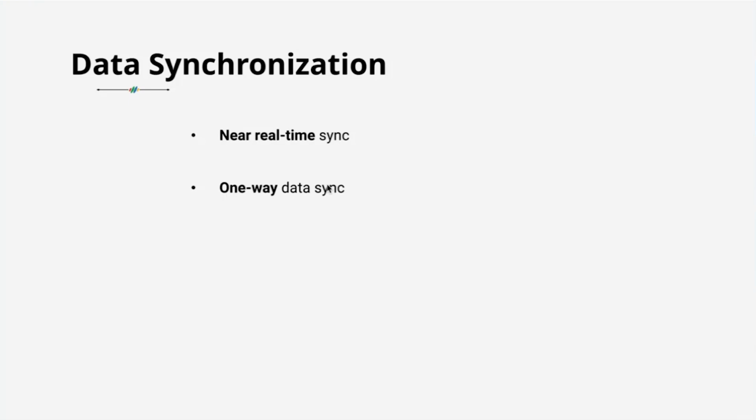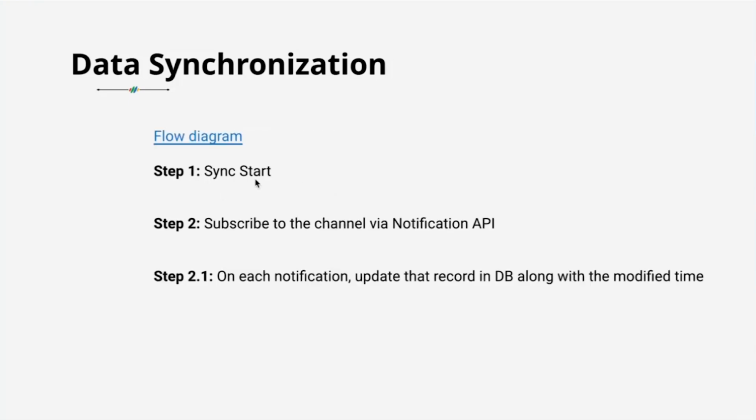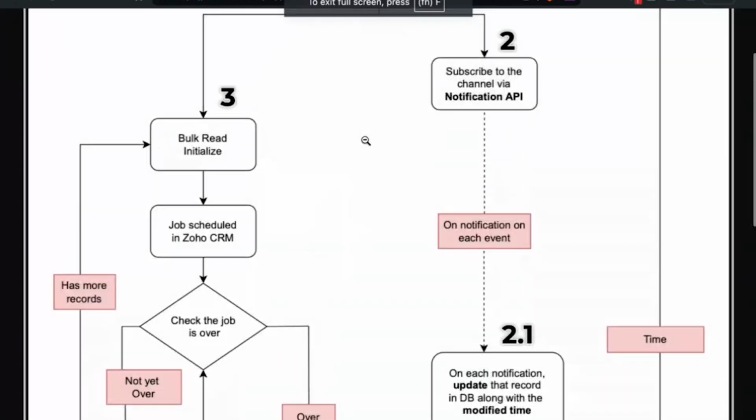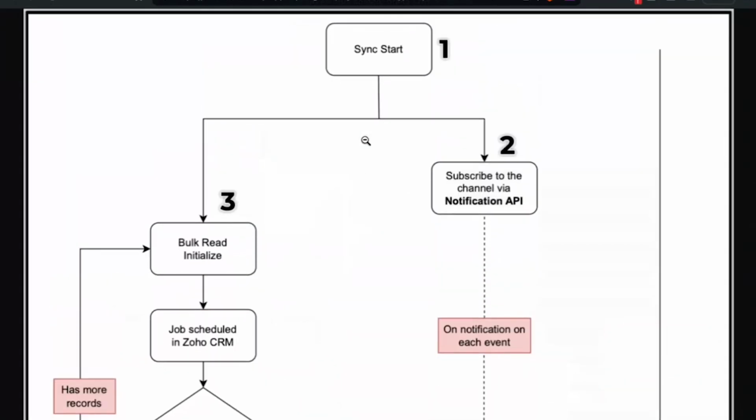So we can achieve this. By data synchronization, we mean having a near real-time sync between two systems, and it also means a one-way data sync. So how can you achieve this using bulk read and notification APIs? This is a simple flow diagram. Let's say we have a legacy system and we have Zoho CRM. You want to sync data in the products module between these two systems.